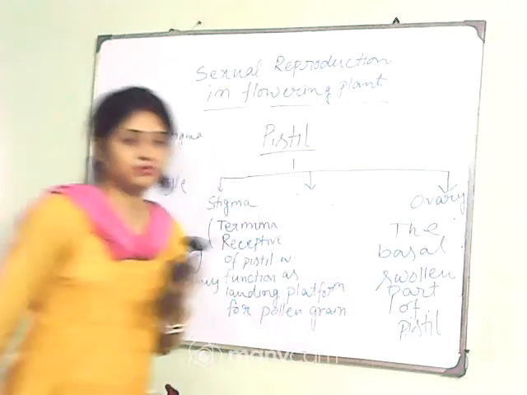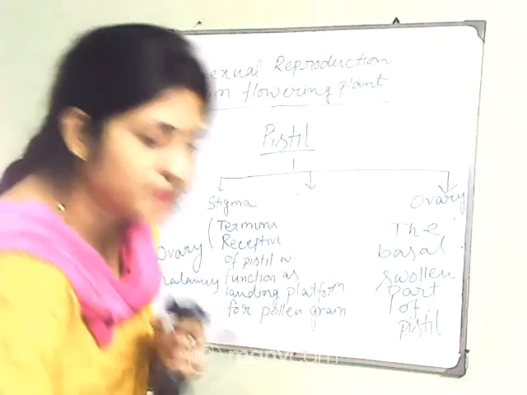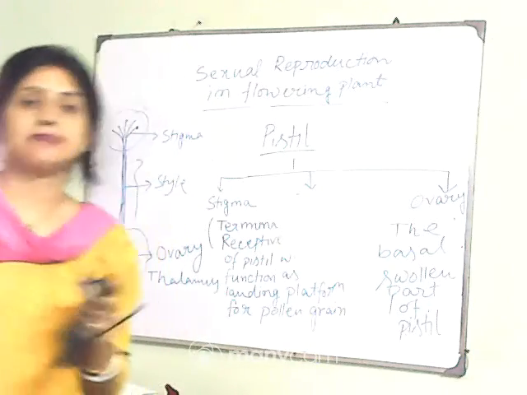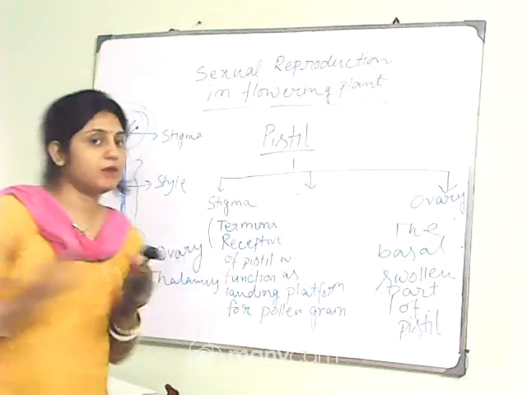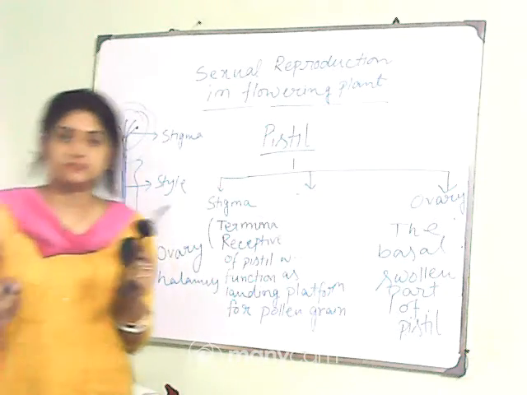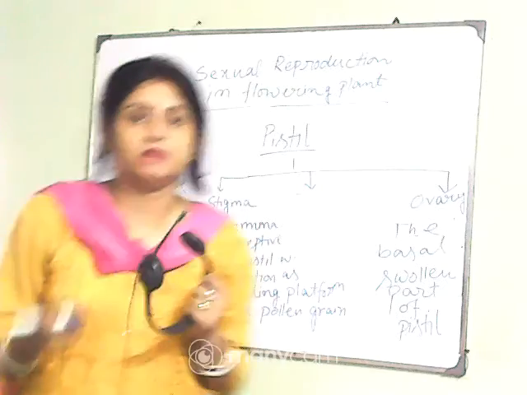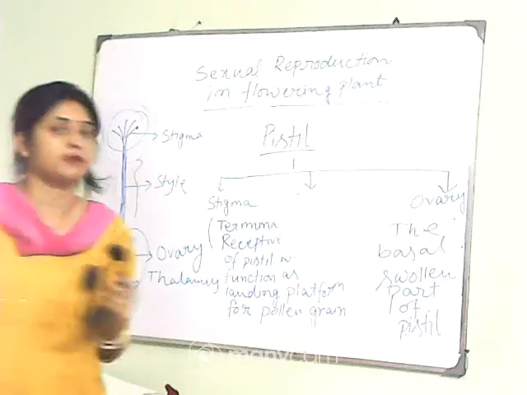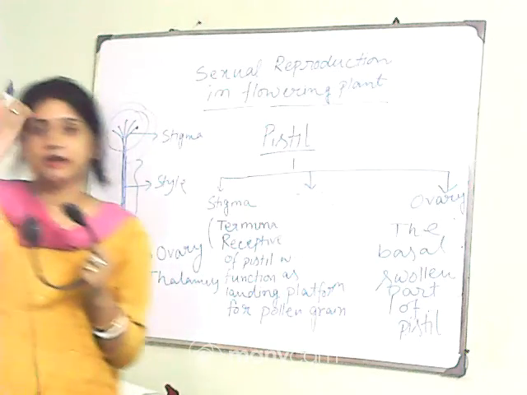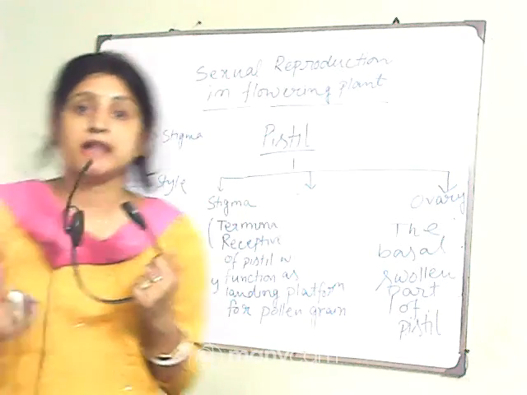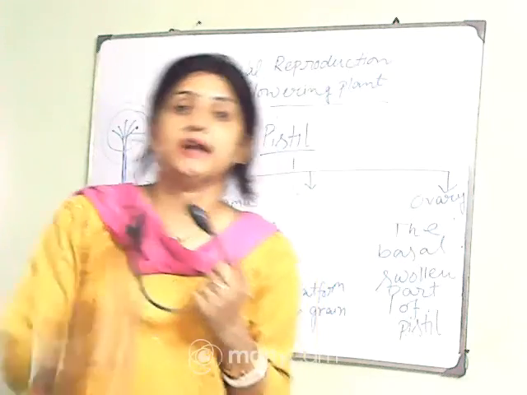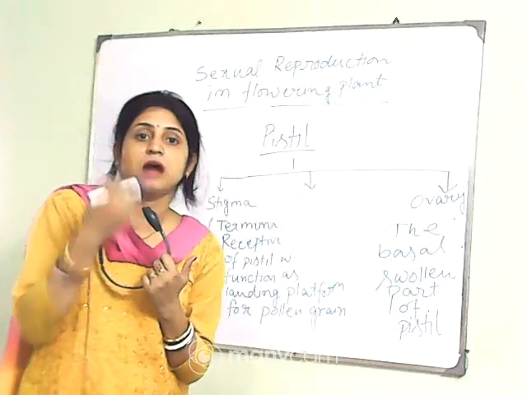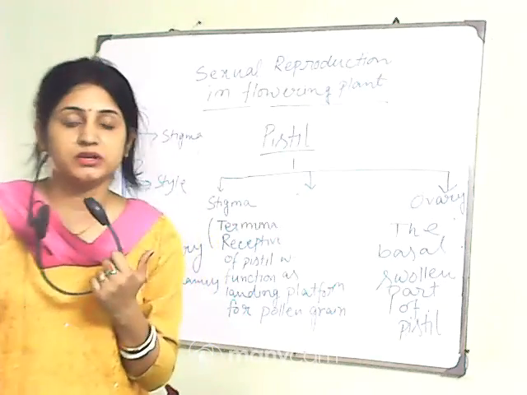So these are the three main parts of the pistil: stigma, style and ovary. The stigma acts as the landing platform for the pollen grains. This is the receptive part where, by air, by wind, or any type of pollinating agent, the pollen grains stick to the stigma. And then the style, the elongated narrow stalk-like structure, helps in the formation of the pollen tube, and it also connects the stigma with the ovary, because without the pollen tube, how will the pollen grain reach from the stigma to the ovary?